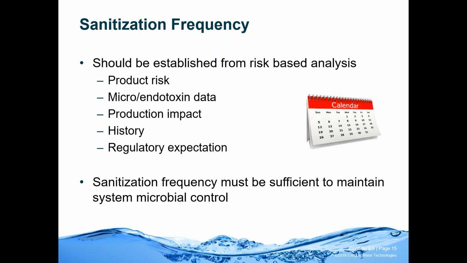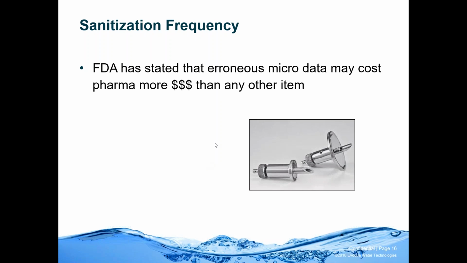What is the production impact? Is a failure going to take a production line down, and then a product is not available? What's the history and what is the regulatory expectation? Certainly in water for injection, regulators would not be expecting a chemical sanitization or a weekly or monthly sanitization. So the frequency has to be able to maintain the system in micro control.